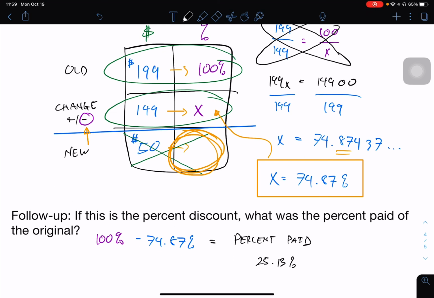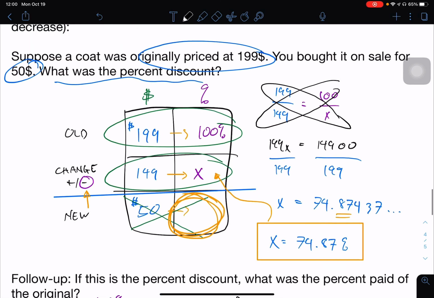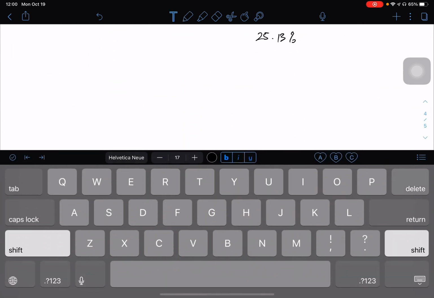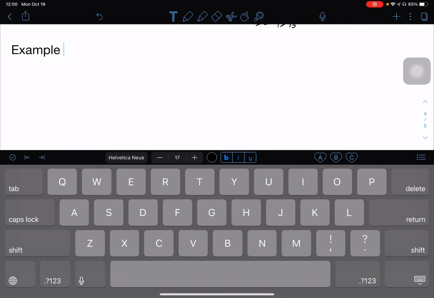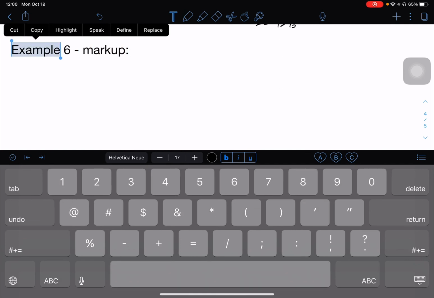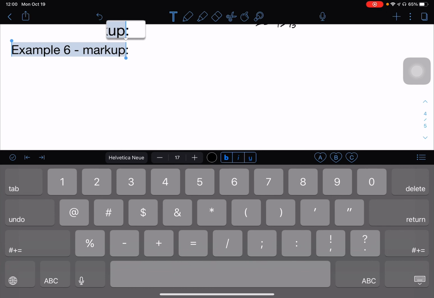All right. So this gives us now 2 other problems that we have to do. This is example 5. We have example 6. This is a markup. And you'll find out that a lot of these problems, they involve retail-based things.